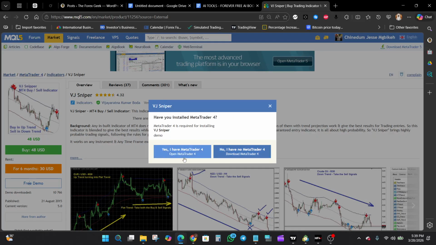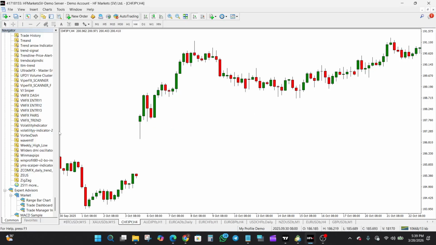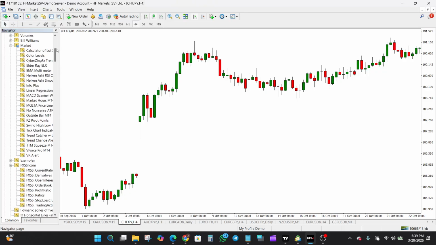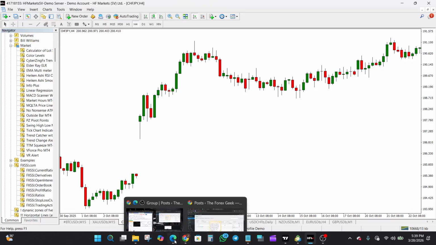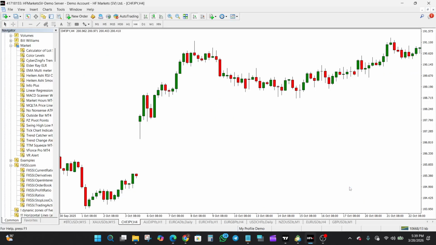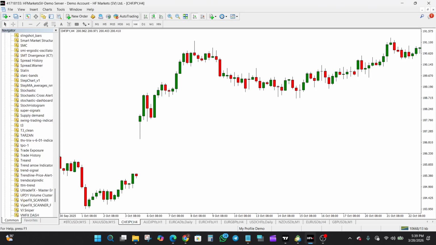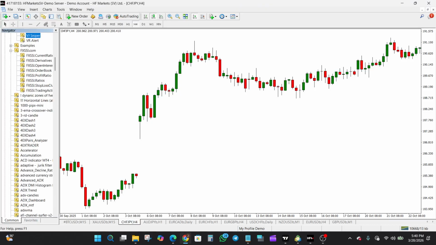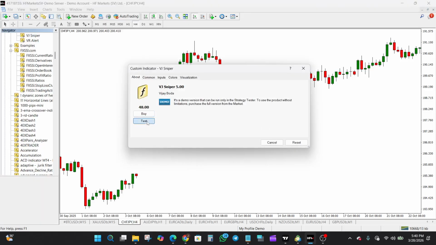If you have the MT4 terminal, just click on this. After doing that, it should download the VJ sniper file for you to your navigator. I think we're just going to do that together. Just click on this, click on open, and it should lead us to, yeah, here we go. So I'm just gonna drag and drop. All right, just gonna click on test.